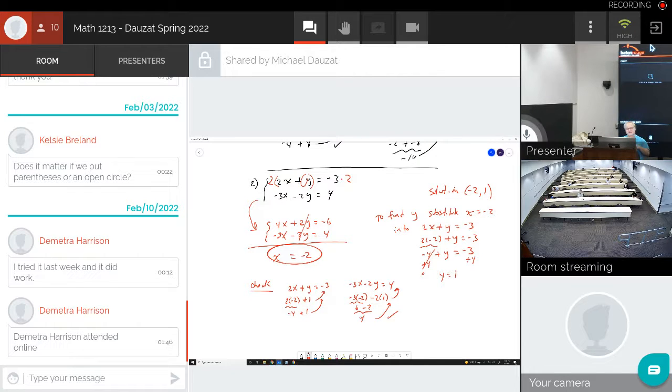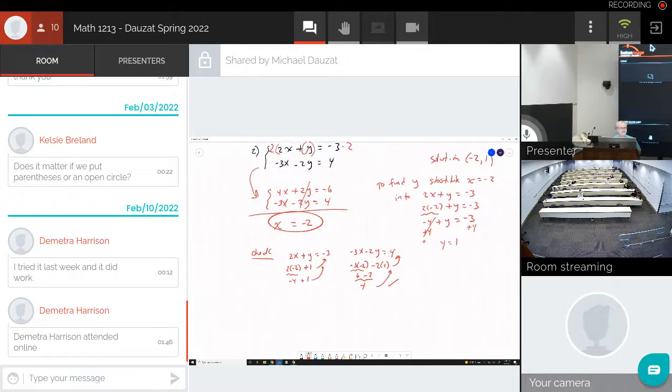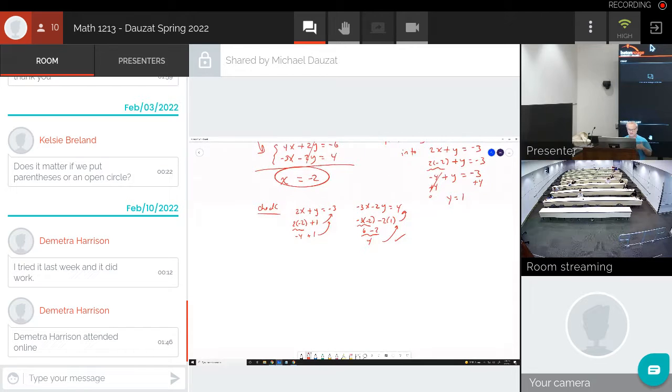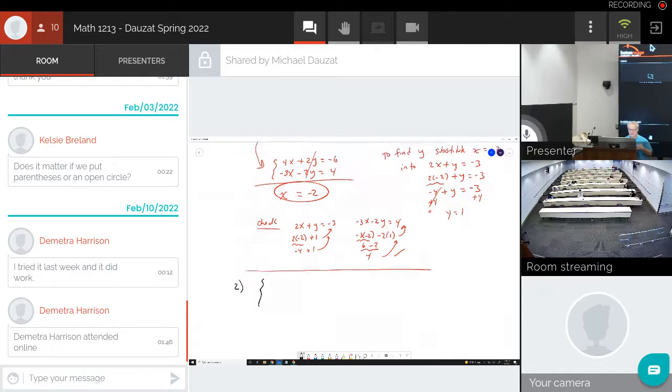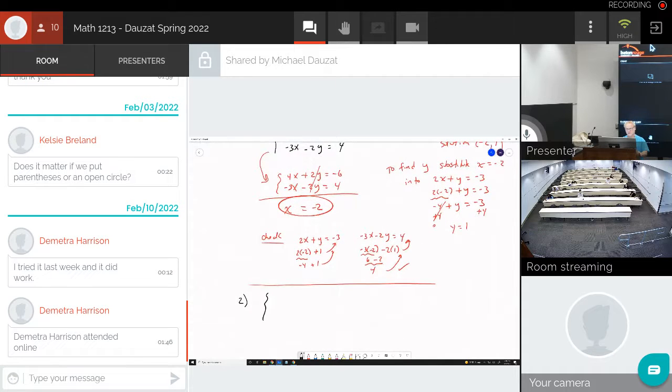Okay? So remember, though, we eliminated the y's, right? Someone else could have said, could we eliminate the x's instead? Sure. So let's do the same problem, but this time let's eliminate the x's. So the same problem. Number 2 again, and it was 2x plus y equals negative 3.